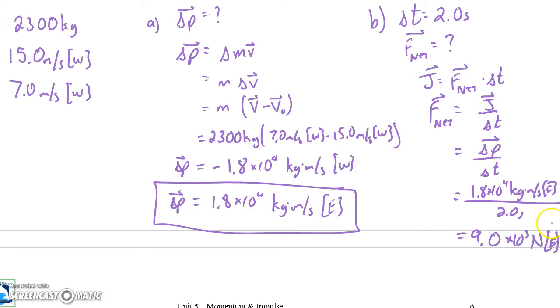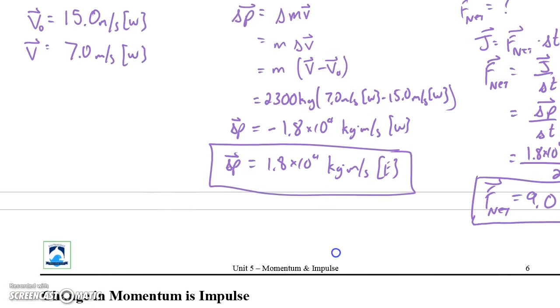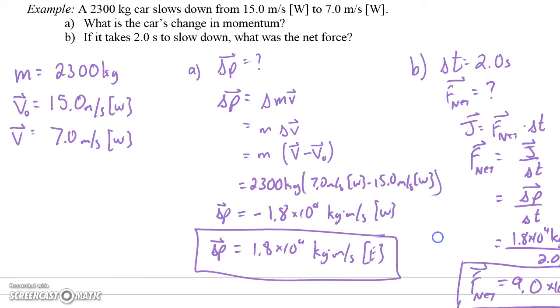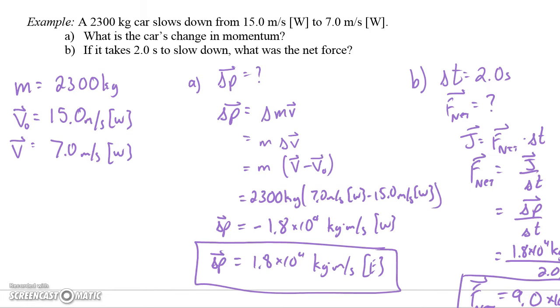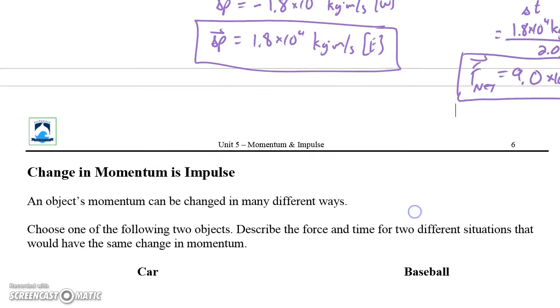And if you are careful with your units, you should see that the newtons do come out of that kilogram meter per second squared, but there's our answer for the F net. So that's just how we use the impulse momentum theorem, as we've done already in a couple of examples.